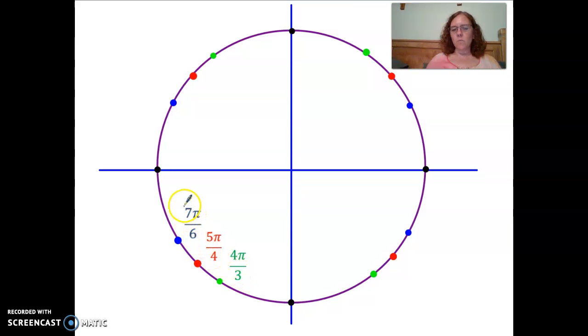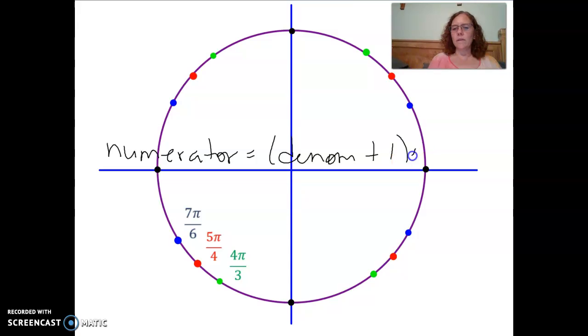But this time, what do you notice about the numerators in relation to the denominators? All right, well, this time the numerator equals the denominator plus 1 times pi. All right, denominator plus 1, right? 6 plus 1, 4 plus 1, 3 plus 1. Okay, so same kind of idea.